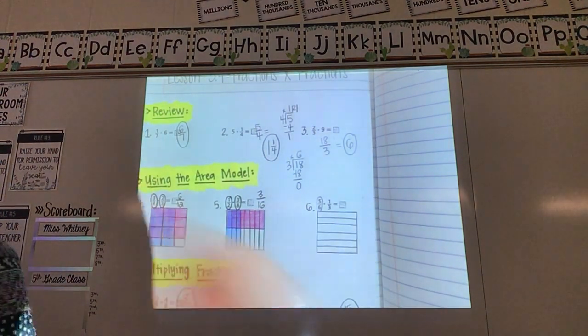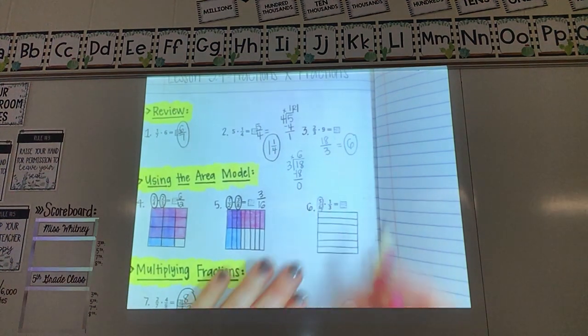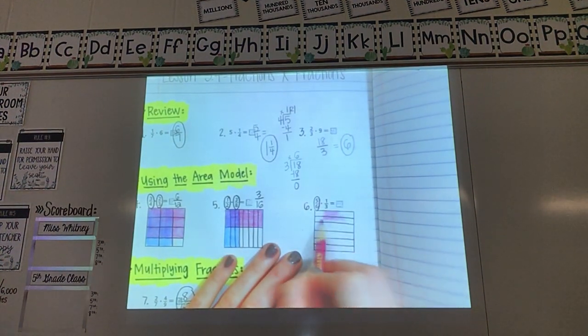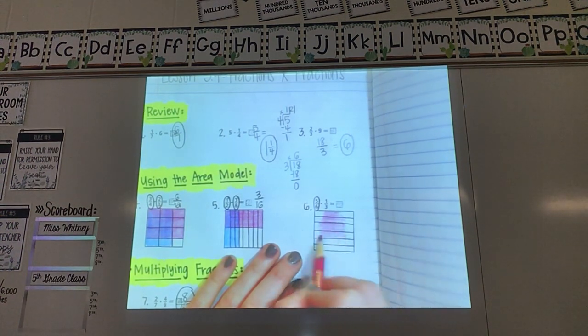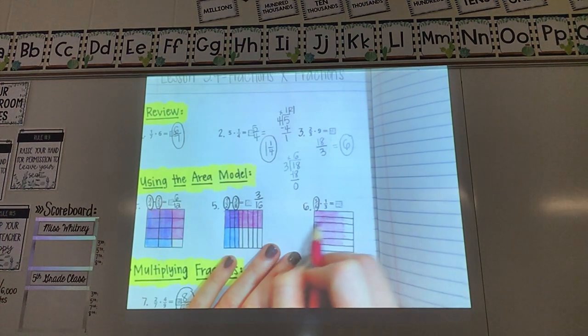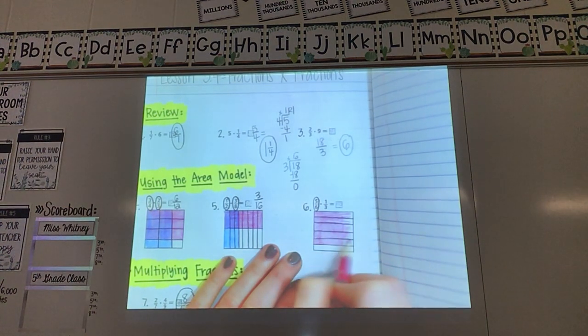Grab my first color. How many of those do I need to shade? 5 of them because that's what my top number was. So I'm gonna shade 5 of these slices. So I'm shading all but 1. Remember, your shading doesn't have to be perfect, but make sure you get it all shaded in or else we won't be able to tell here in a minute which ones overlap each other.